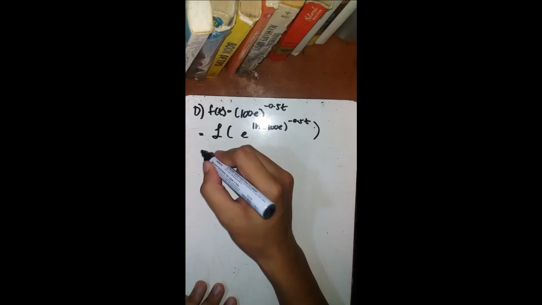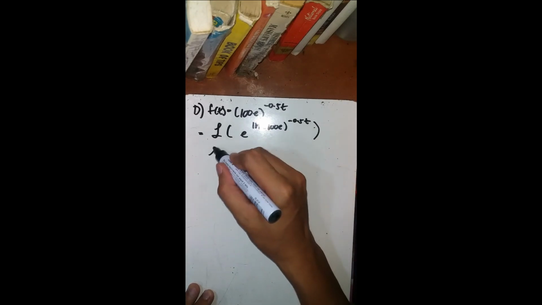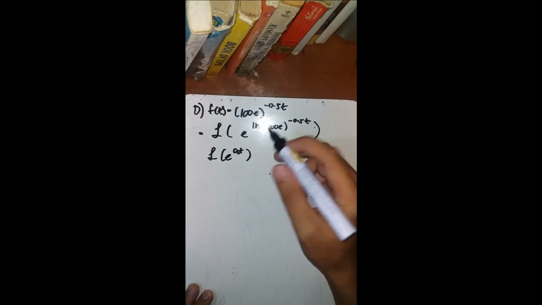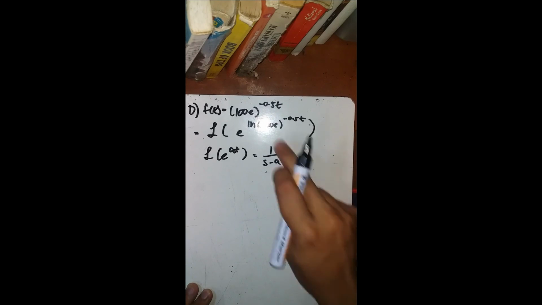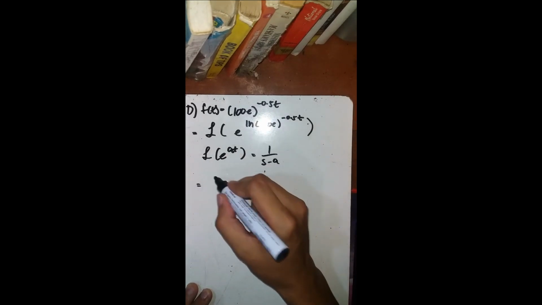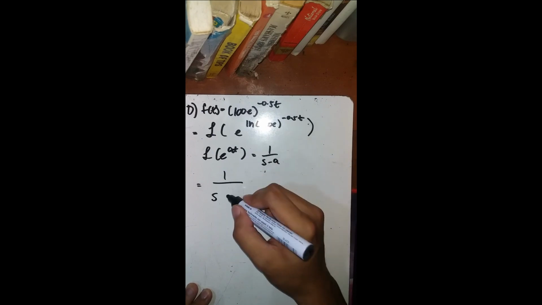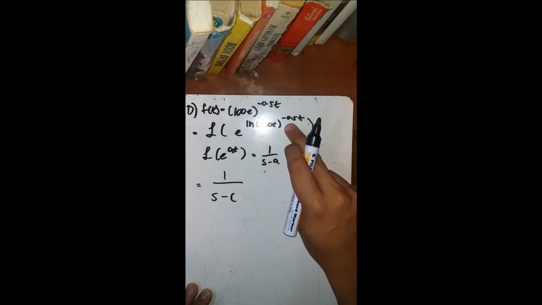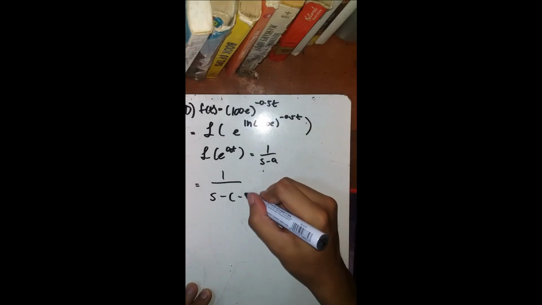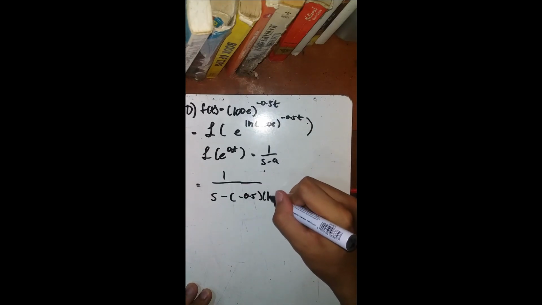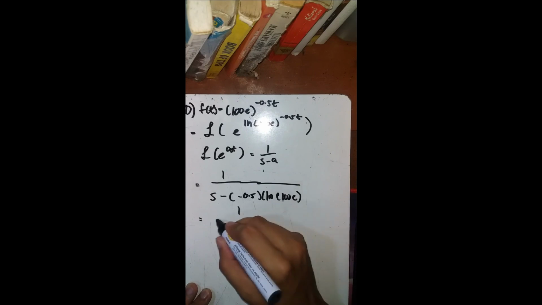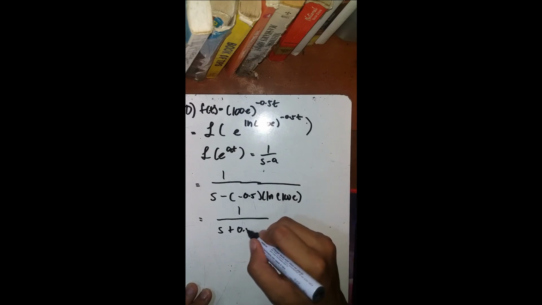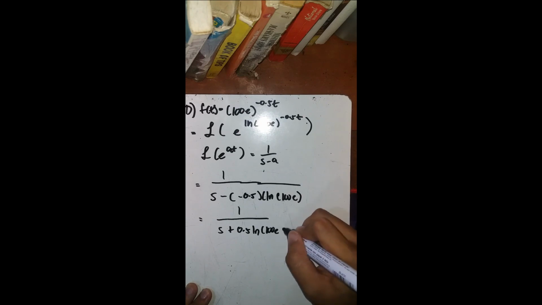Then from here we know that the Laplace of e to the at is just equal to 1 over s minus a. So just copy this. It's very similar. So we have here 1 all over s minus, and we're going to move negative 0.5 to the front, so negative 0.5 times ln of 100 e. And we simplify it further. So you have 1 over s plus 0.5 ln of 100 e. And this will be your final answer.